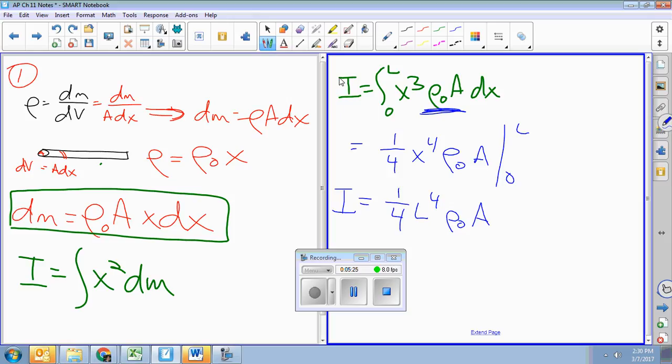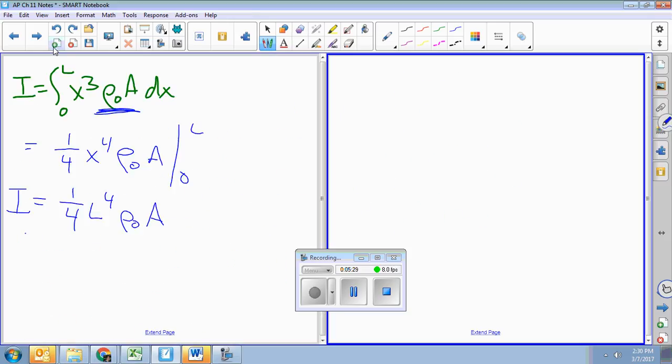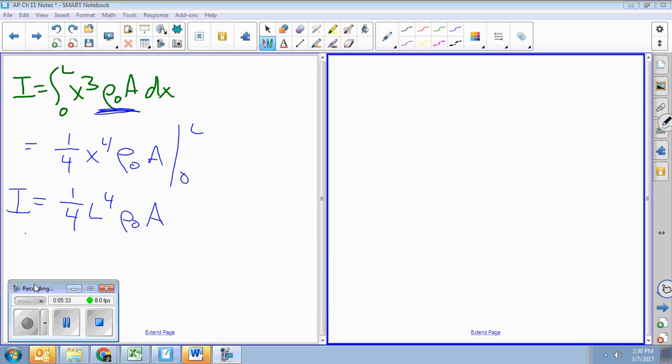Okay, and so here's where the hint comes in. The little hint that I gave you guys was, remember that when we did center of mass, one of the things we learned was, and this is weird, you can write mass as the integral from 0 to M of dm.